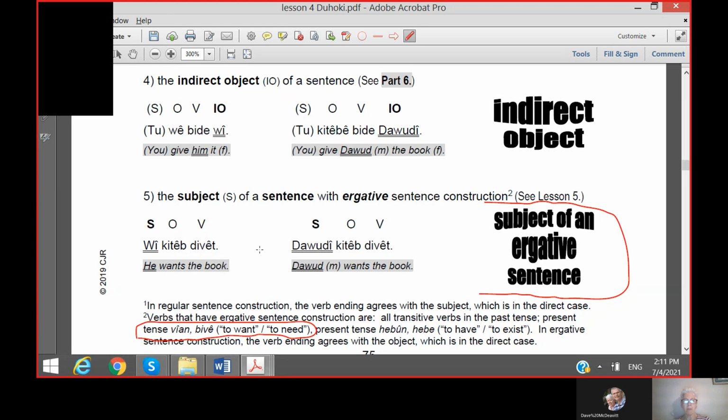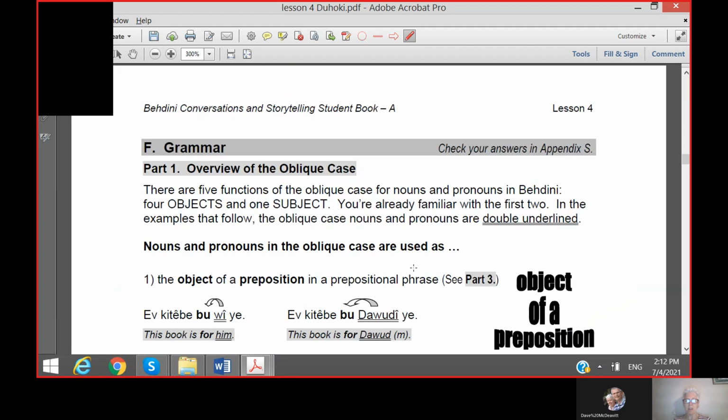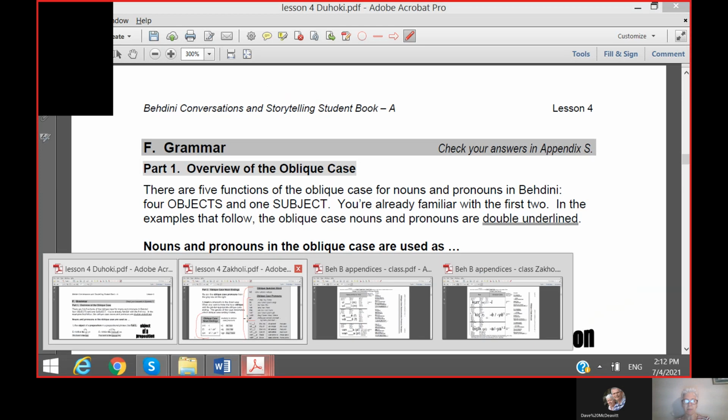Okay, let's spell it out now. Instead of saying he wants the book, which is our oblique case subject, we're going to say Daoud wants the book, and Daoud is masculine, so that requires this I with a hat ending, because that's the masculine oblique case ending. Okay, don't get overwhelmed. We're going to take these things one at a time. We're going to go back to number 1, to the object of a preposition, and let's look at the next page, page 76.